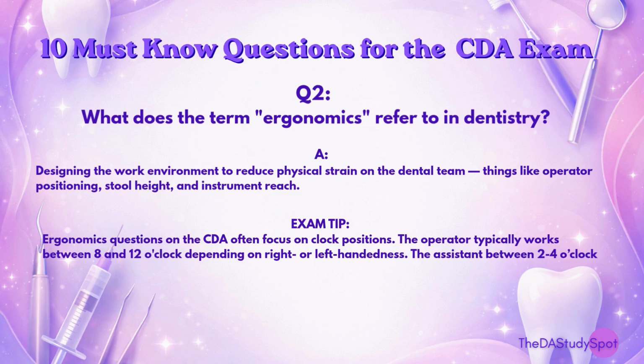Exam tip. Ergonomics questions on the CDA often focus on clock positions. The operator typically works between 8 and 12 o'clock depending on right or left-handedness. The assistant between 2 and 4 o'clock.